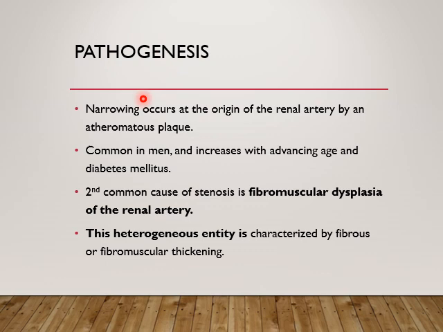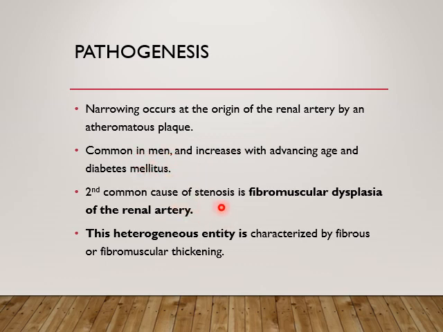So the causes of renal artery stenosis: narrowing usually occurs at the origin of the renal artery itself by an atheromatous plaque. That's one of the commonest causes. Those at higher risk for developing renal artery stenosis are patients with advanced age or who are simultaneously diagnosed with diabetes mellitus, and it's most common in men.